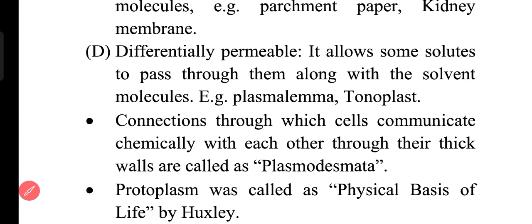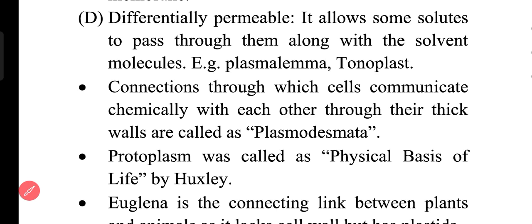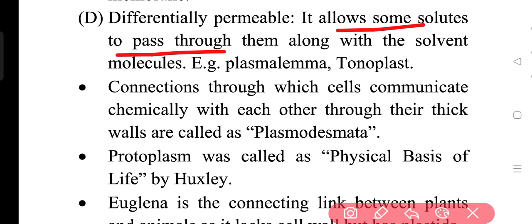After that, the next is differentially permeable. That is, it allows some solute to pass through along with the solvent molecules. Best examples are the plasma lamella and tonoplast. These are examples of differentially permeable membranes.